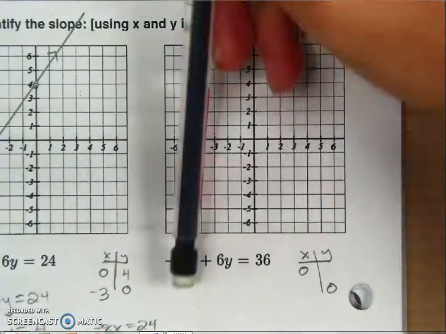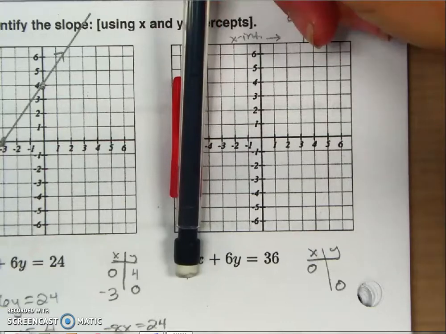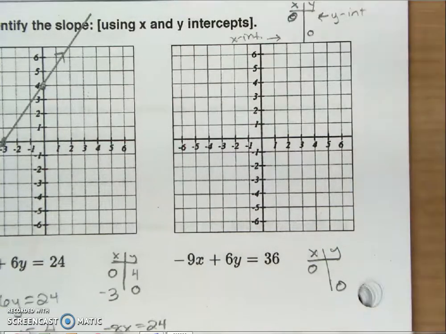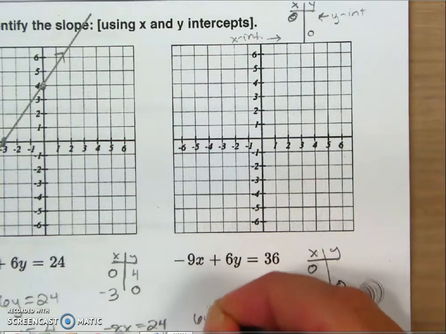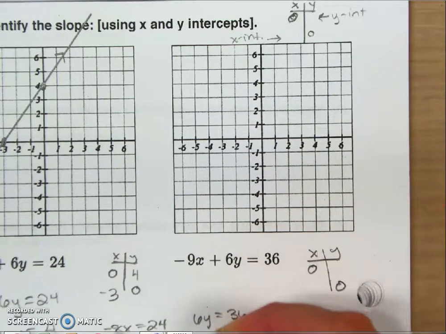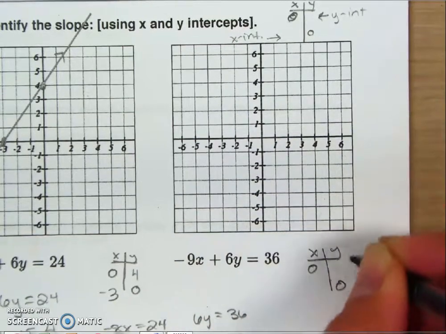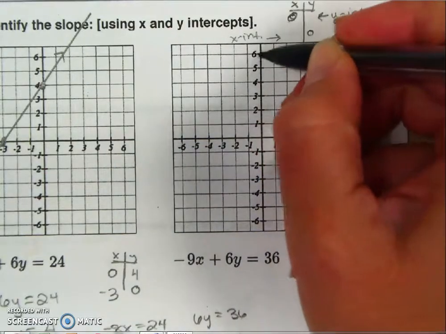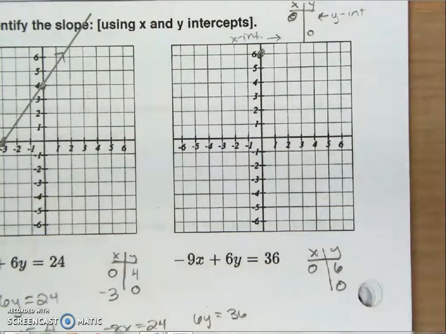Okay, if I plug in x as 0, cover that up, and it says 6y equals 36. 6y equals 36, divide by 6, and we get y equals 6. So the y-intercept is up here at (0, 6).